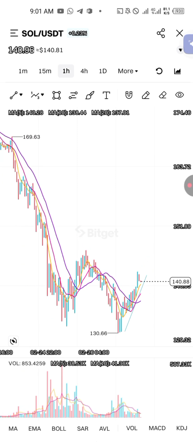What do I mean by TP? TP means take profit, and SL means stop loss, right? So this is it right here. So let's go back. Let me go back.